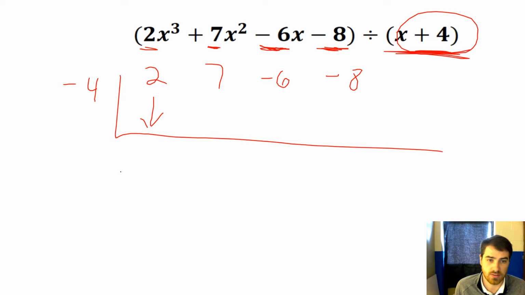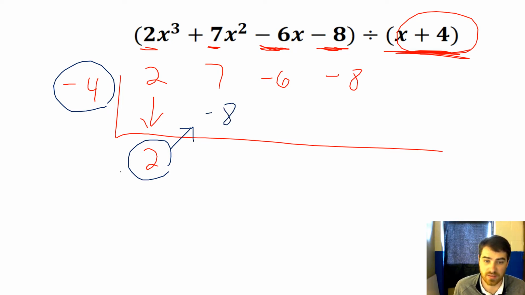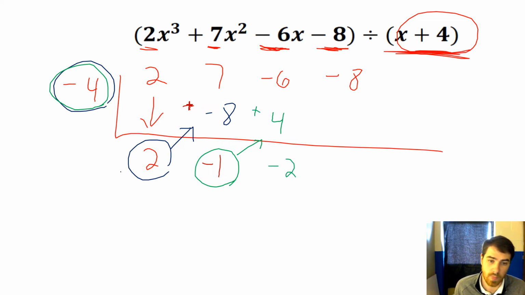So I bring down 2, I always bring down your first term, and then you start this kind of multiply, adding pattern. So you start by multiplying these two numbers to get you right here. So -4 times 2 gives me -8. I then add down. I put a little plus sign here to remind me that I'm adding down. So that ends up being -1 when I add 7 and -8. Then I do -4 multiplied by this -1 to give me my next number. That'll be +4. I add down again, so this would be -2.